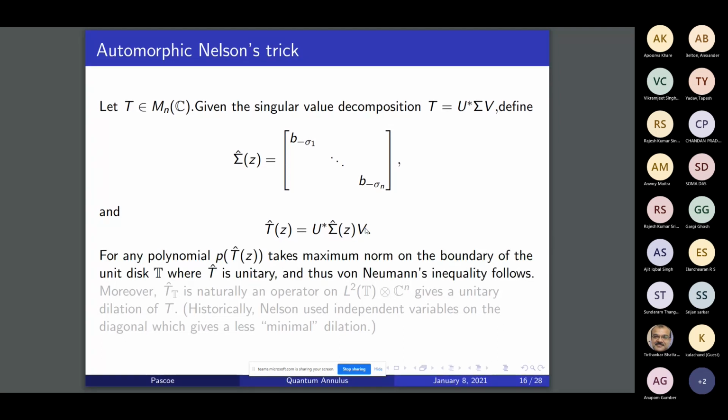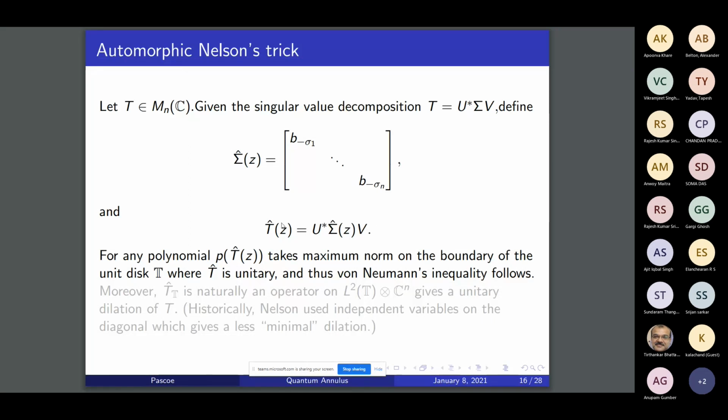Okay, so now for any polynomial p, this p of t hat of z takes maximum norm on the boundary of the unit disk, where this t hat is unitary, because whenever we put in e to the i theta for z, these diagonal elements here are going to be unimodular. They're going to have modulus 1. So therefore, this is unitary, and therefore a product of unitaries is unitary. So u star is unitary, sigma is unitary, and v is unitary. So therefore, u star sigma hat of something in the boundary is going to be unitary, and then v. This whole thing will be unitary.